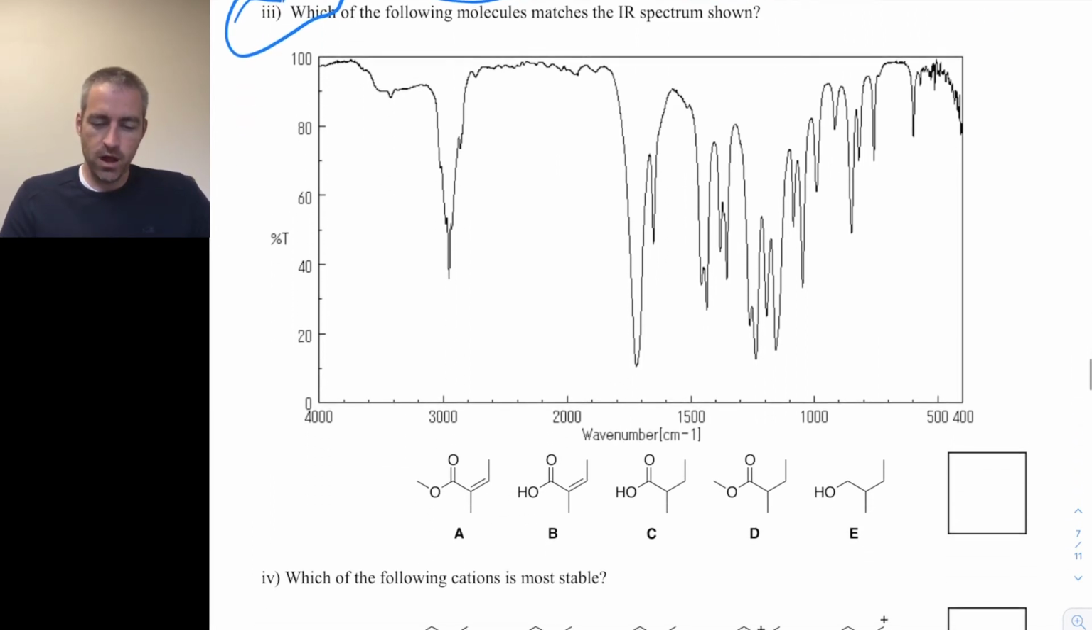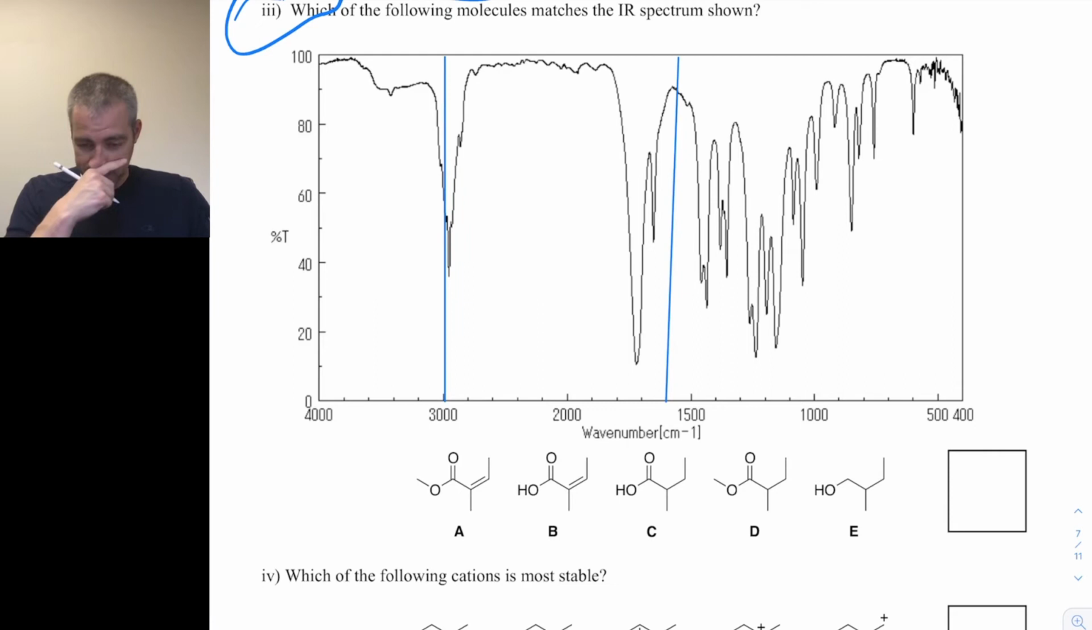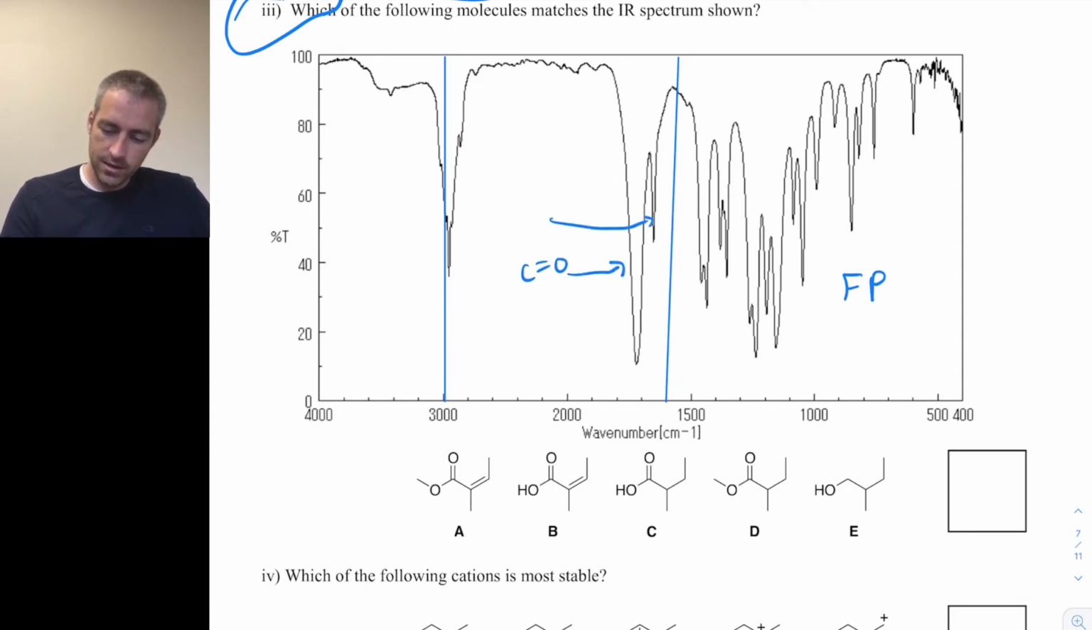Question 3, which of the following molecules matches the IR spectrum shown? Just looking at this, first we're going to start at 3000 and make a vertical line there. We're going to do the same thing at 1600, right there. And we see a couple of things. Remember, this is the fingerprint region. What I can see here is what looks like a carbon double bond oxygen and a carbon double bond carbon. Over at 3000, you can see there are CH stretches.